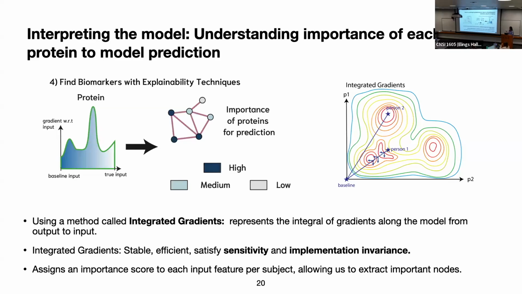Another thing to explain is, what does a positive importance score versus a negative one mean? If something is positively important, it means that as it increases, NFL will increase. And if something is negatively important, it means that as it increases, NFL will decrease.